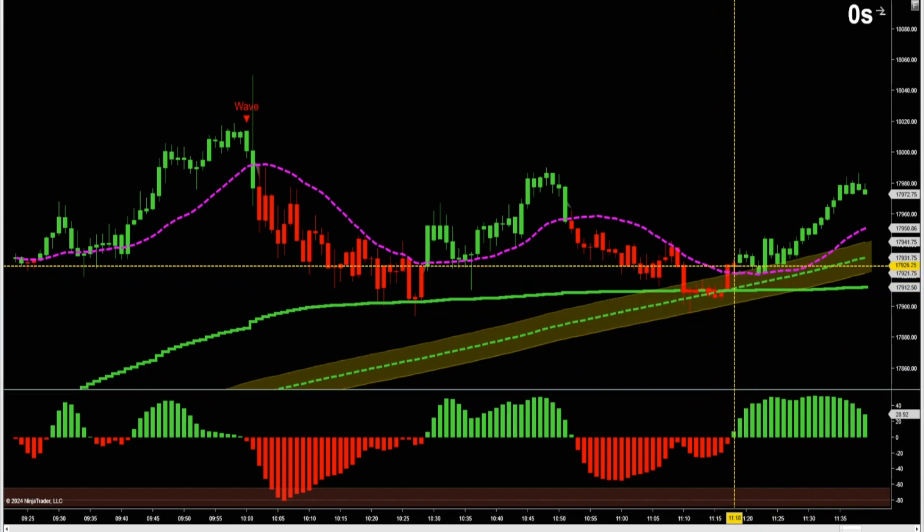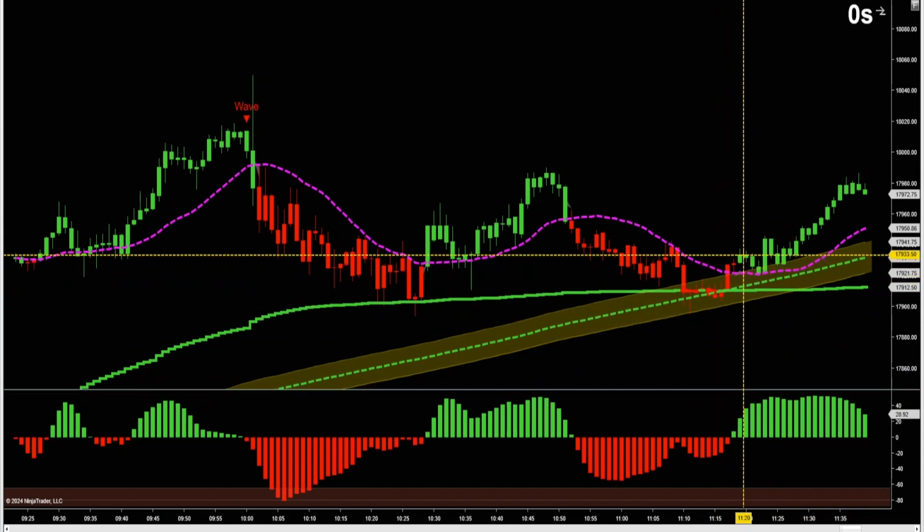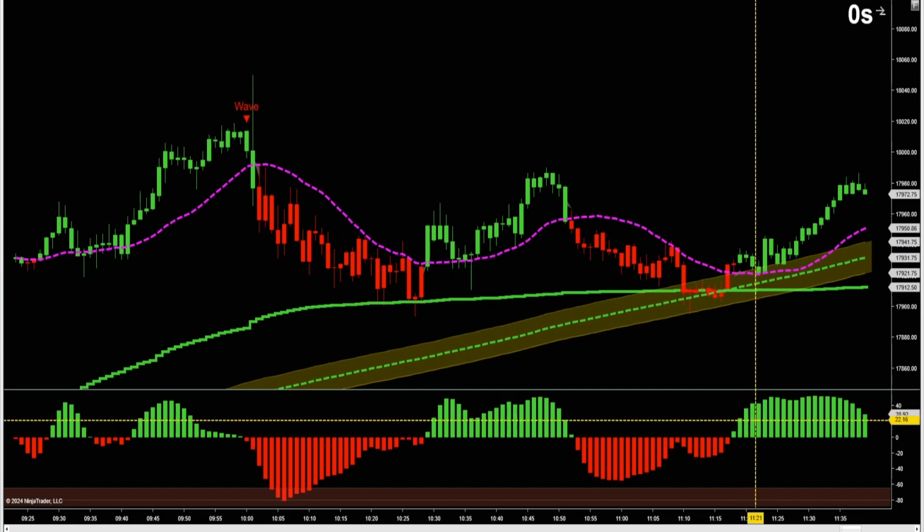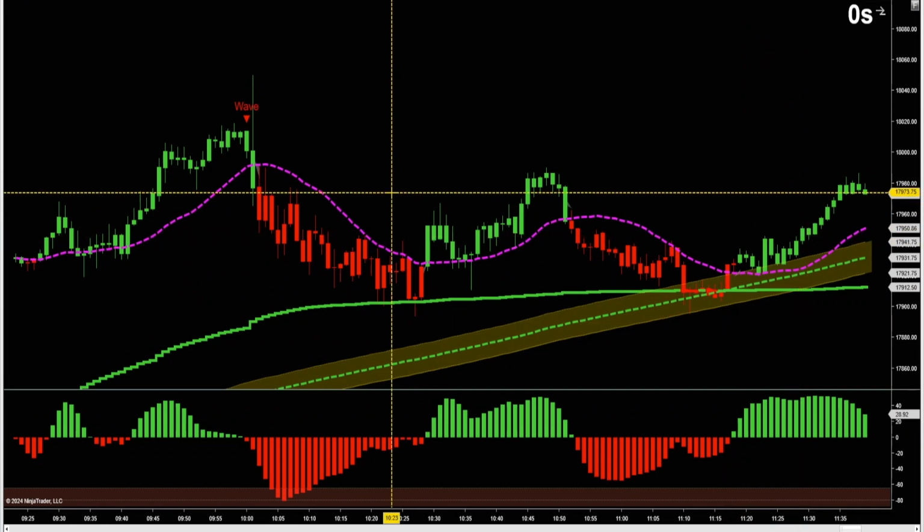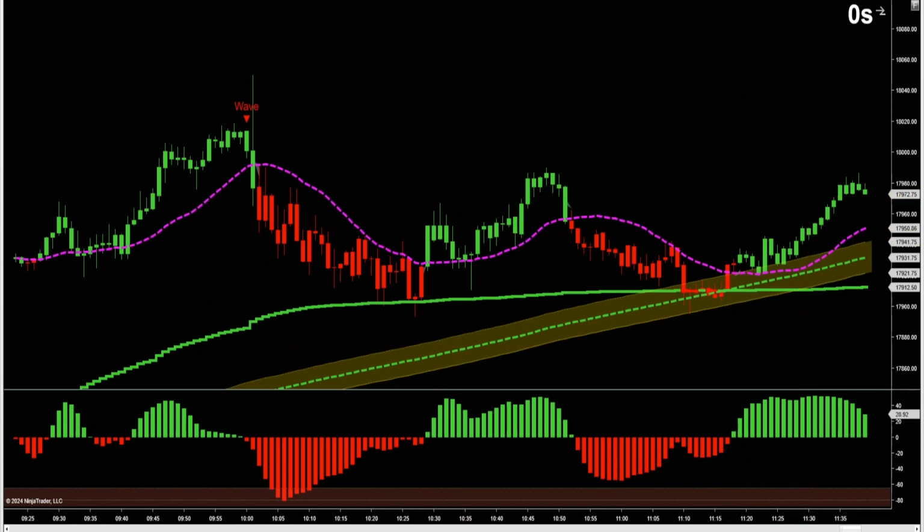In this case, we get the break above the 20. Moving average crossover starts painting the candles green. Histogram turns green. We get a nice bounce. So this is a 1 minute chart. You could also throw this setup on any time frame.